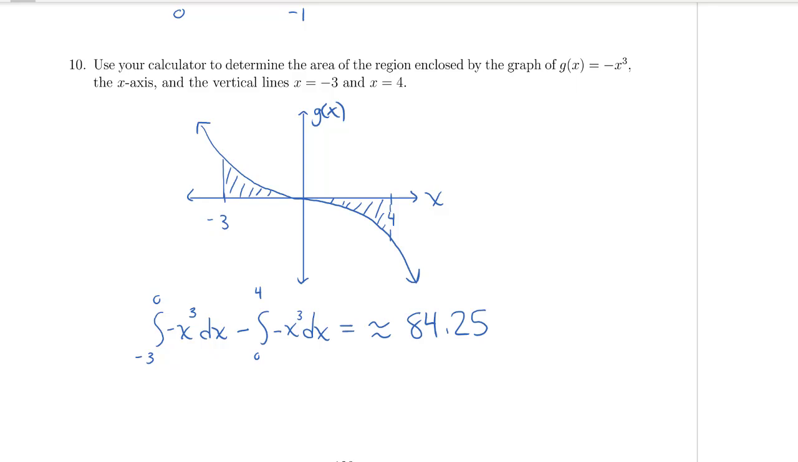And again, just a reminder, you could integrate that from -3 all the way up to 4 by integrating, instead of -x cubed, the absolute value of -x cubed. So that finishes today's notes, and we'll see you next time.